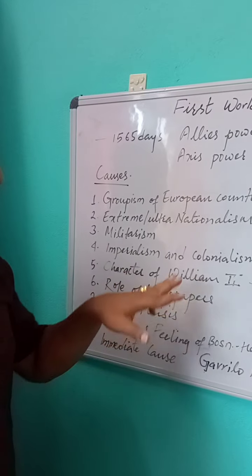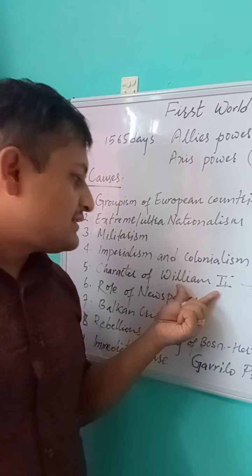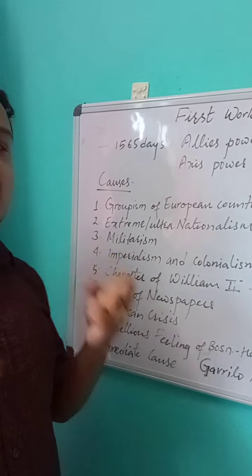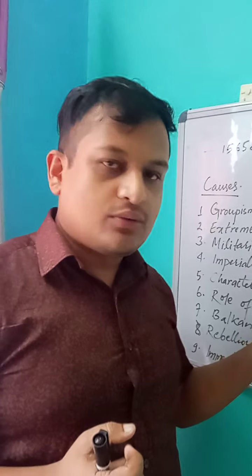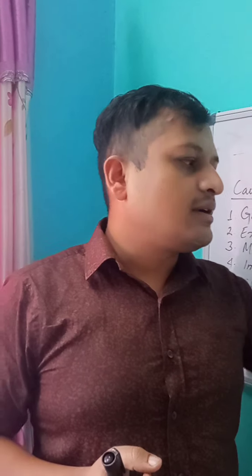Another is the character of William II. William II was a very arrogant and proud German emperor who believed in the policy of world power or downfall.